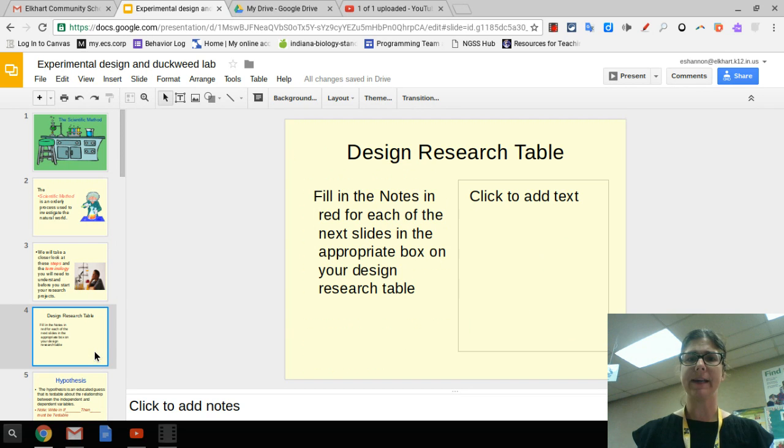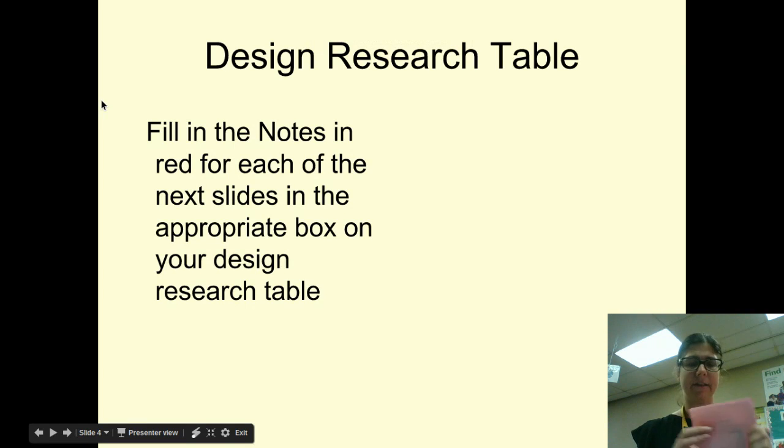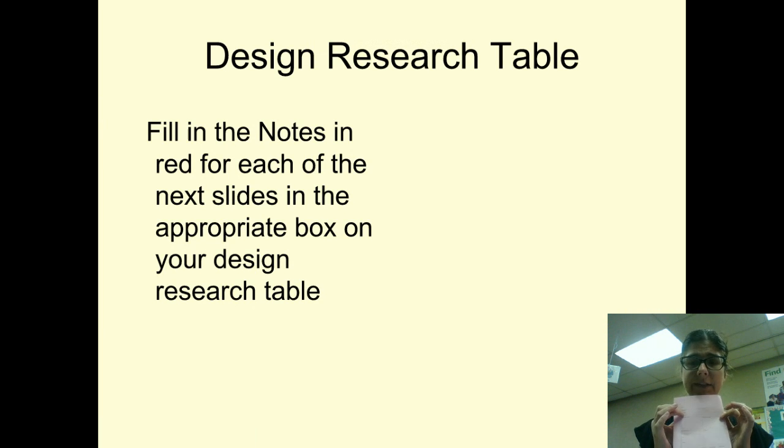So this slide right here tells you to fill in the notes, which are going to be in red on these next slides, for each of the next slides in the appropriate box on your research design table. I'm going to go ahead and put this in large screen mode so it's easier. So you'll see that the first box up here in the pink table is hypothesis. So when you come to the slide that says hypothesis, the notes that are in red are what you want to make sure that you include when you're writing on this sheet.